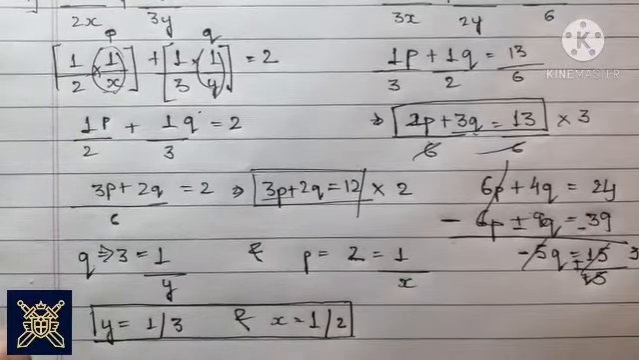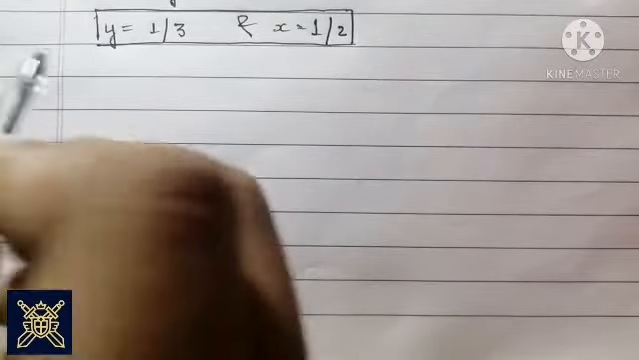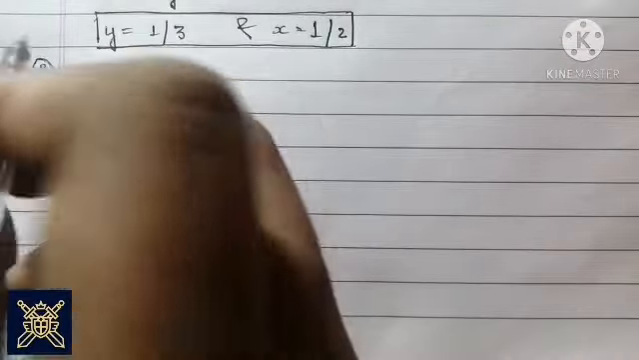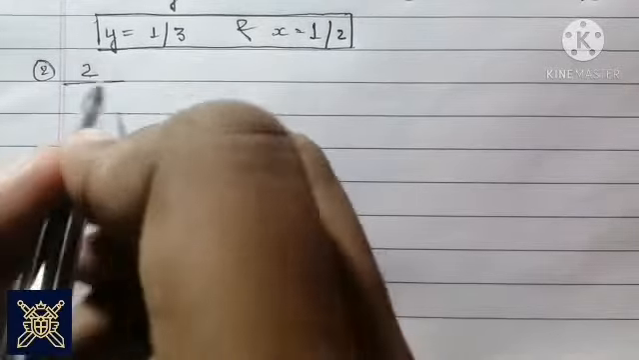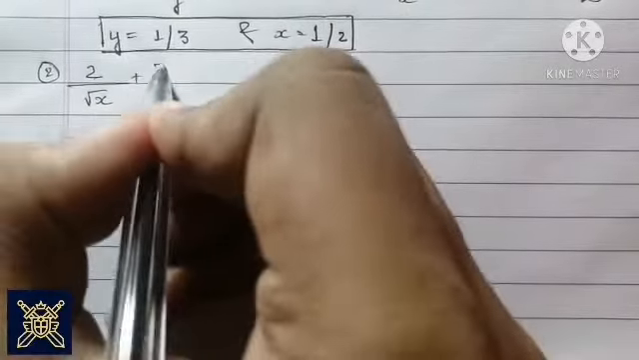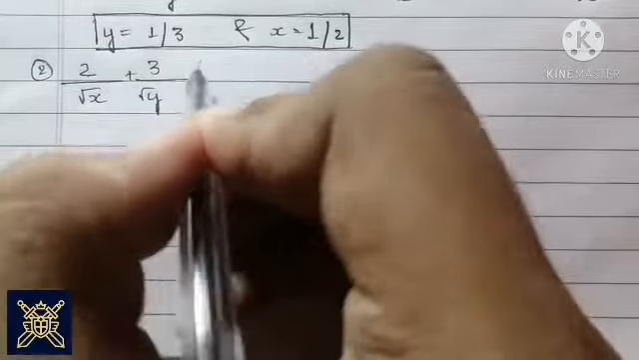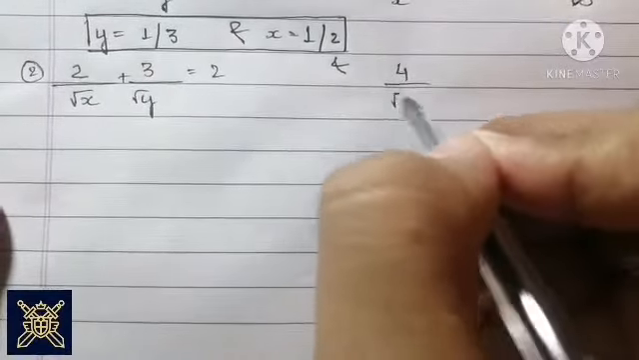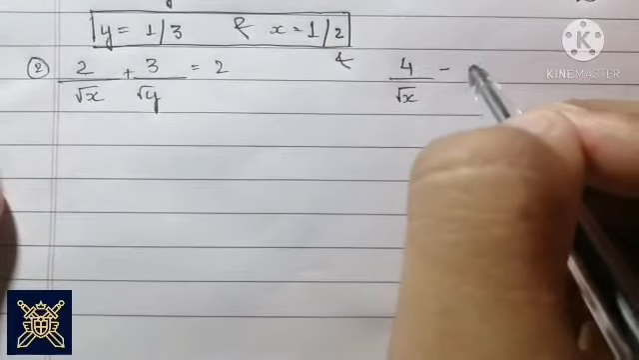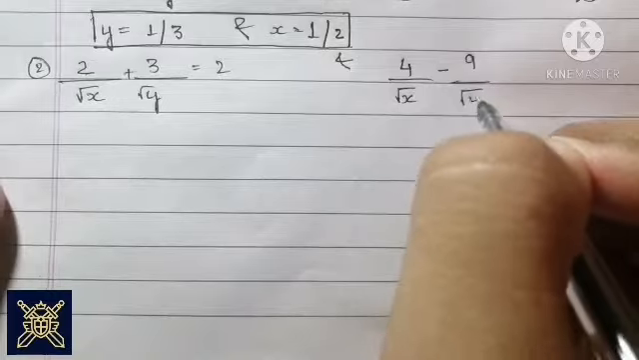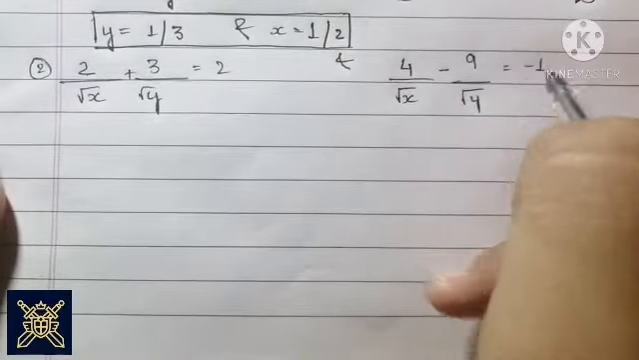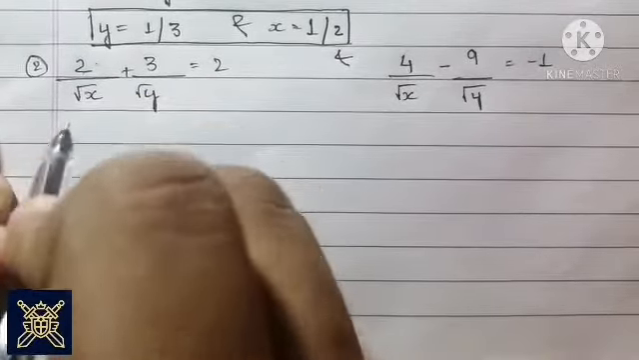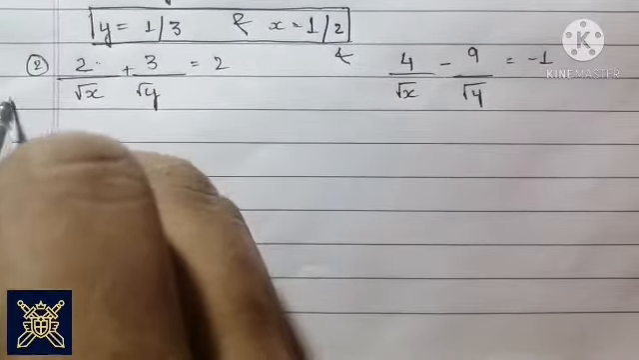So now let's move on to the second part. In the second part, the pair of equations which we have are 2 upon root x plus 3 upon root y is equal to 2, and 4 upon root x minus 9 upon root y is equal to minus 1. Again we will take out this 1 upon root x as common as p. So let 1 upon root x be p.